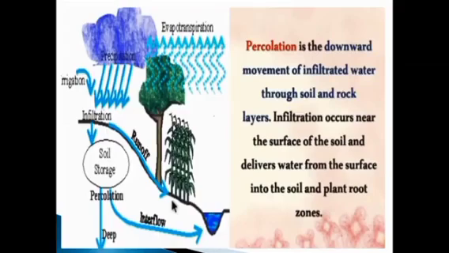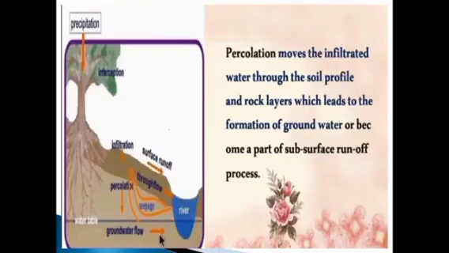Next, we are going to learn about percolation. Percolation is the downward movement of infiltrated water through soil and layers. Infiltration occurs near the surface of the soil and delivers water from the surface into the soil and plant root zones. Percolation moves the infiltrated water through the soil profile and rock layers, which leads to the formation of groundwater or become a part of subsurface runoff process.